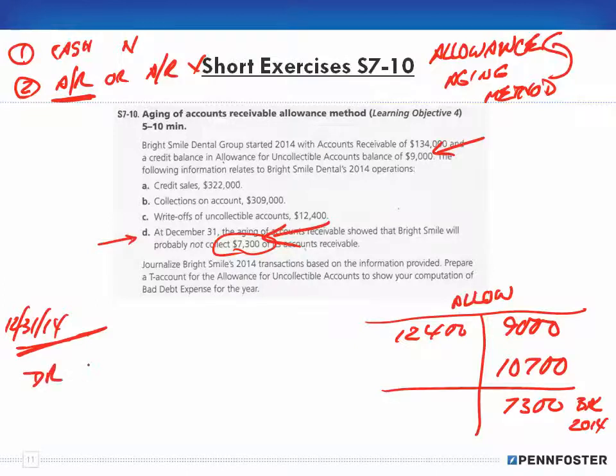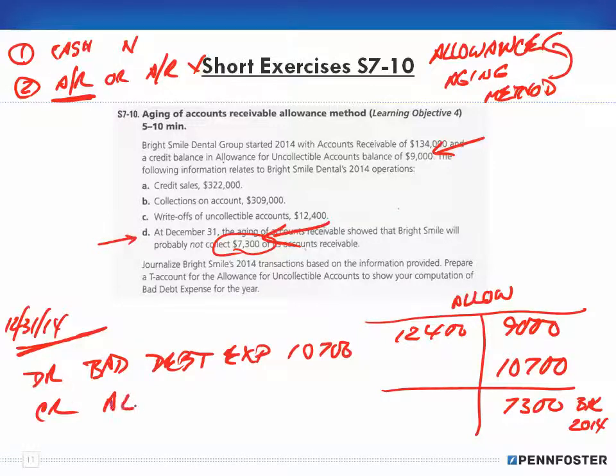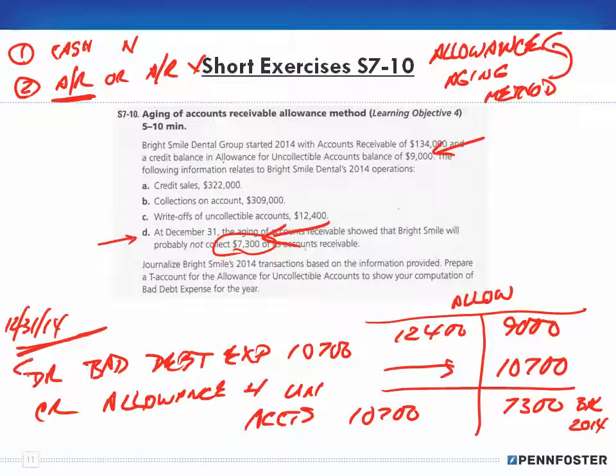Of course that journal entry is a debit to the bad debt expense for 10,700 and a credit to the allowance for uncollectible accounts of 10,700. So that's the journal entry we're going to make. When we post this journal entry, that $10,700 ends up in our allowance account, and now that gives us the new balance of $7,300 that we want in the account.